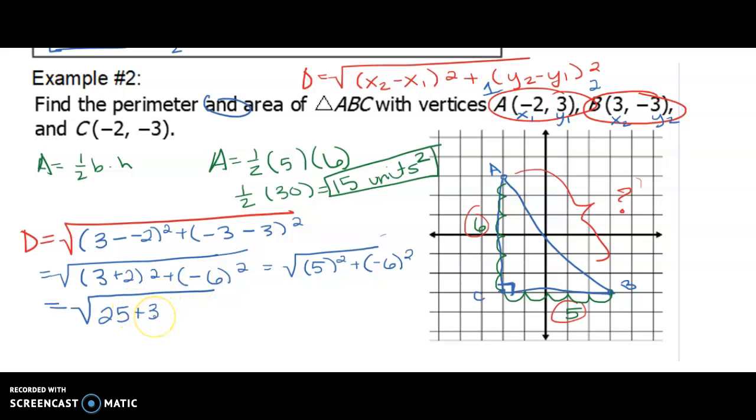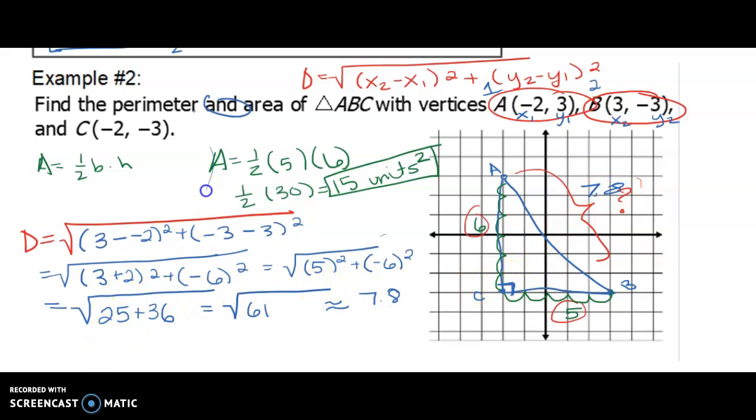A lot of kids mistake it as -36. Nothing squared is a negative, okay? Negative times a negative is a positive. So 25 plus 36 is what? Square root of 61, which is roughly, put that in your calculator, 7.8. Okay, so we know the area is 15, so this is 7.8.